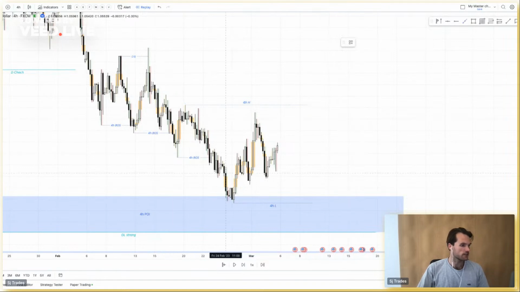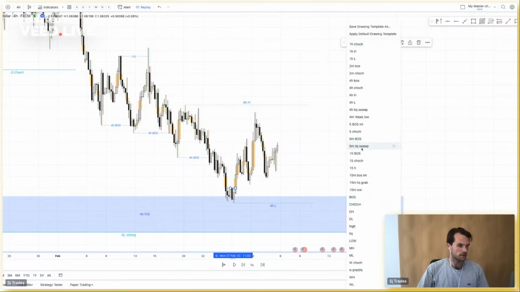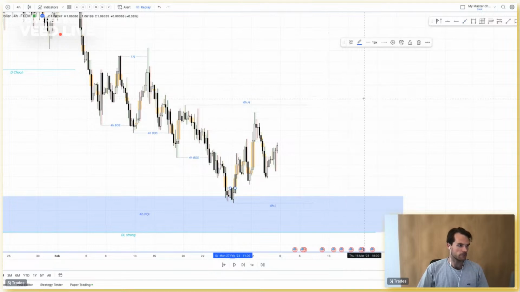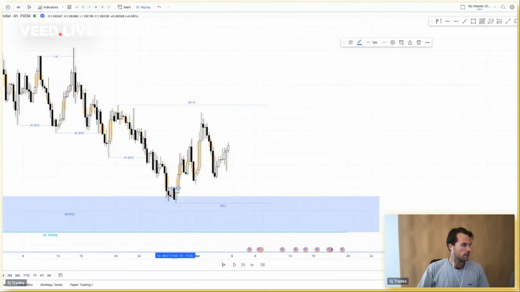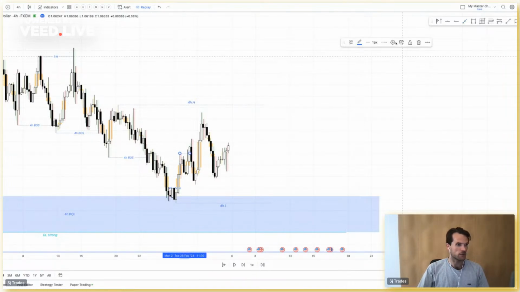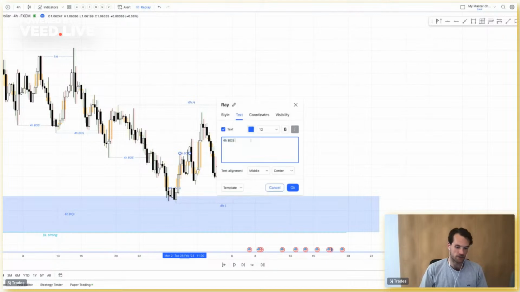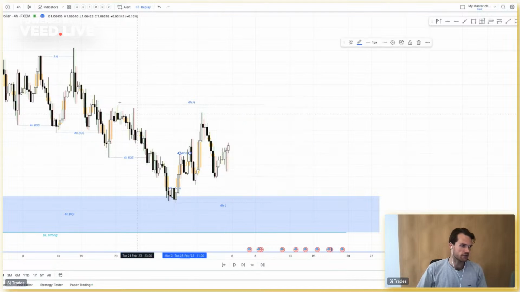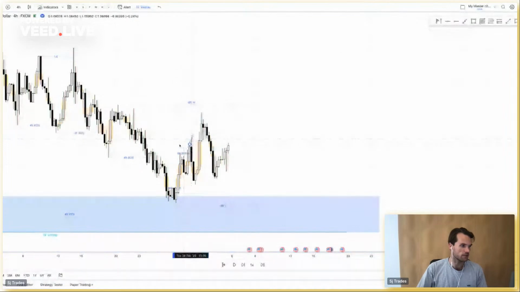Okay, we did have a 4 hour chop, the change of character, and also we've got some internal. So here we've got some 4 hour, I might have to just type it in, some structure internally. I just label it like int, just so you can see the difference. This is like our external, this is where it gets a bit tricky, this is why I wanted to lay it all out. We've got another one here.